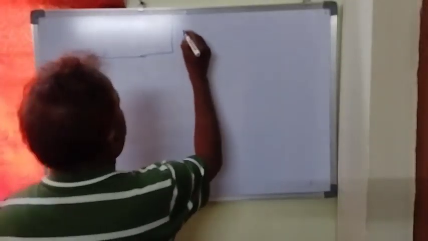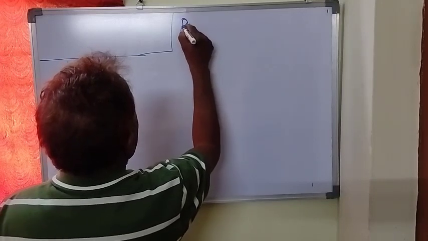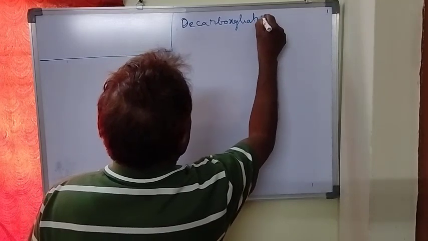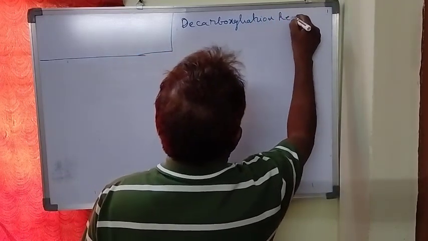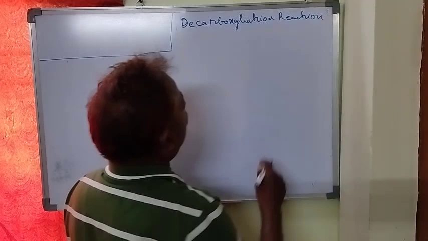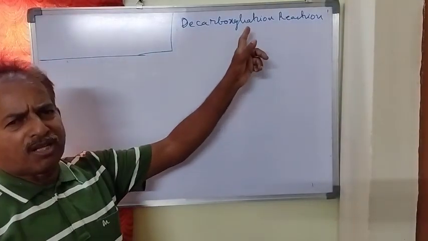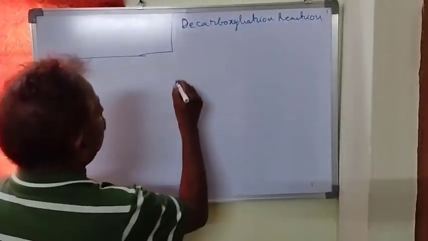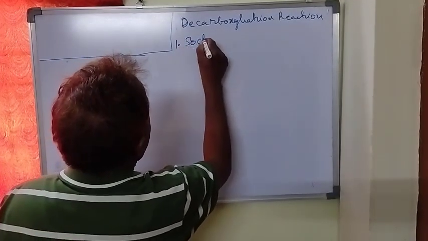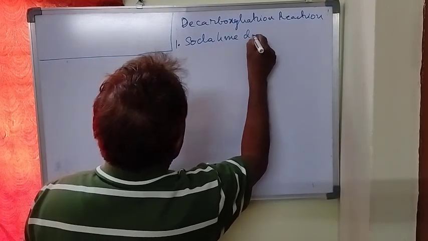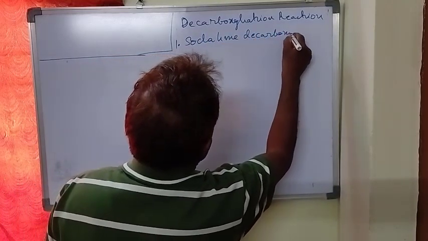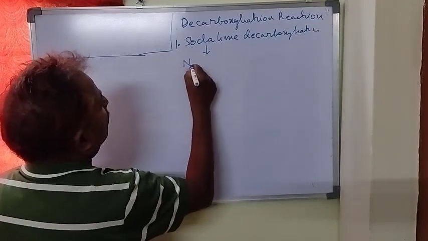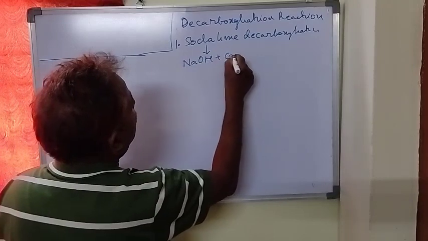Now let us discuss the decarboxylation reactions. Decarboxylation means removal of carbon dioxide from the substance. So here the first one is soda-lime decarboxylation. What is soda lime? NaOH plus CaO.